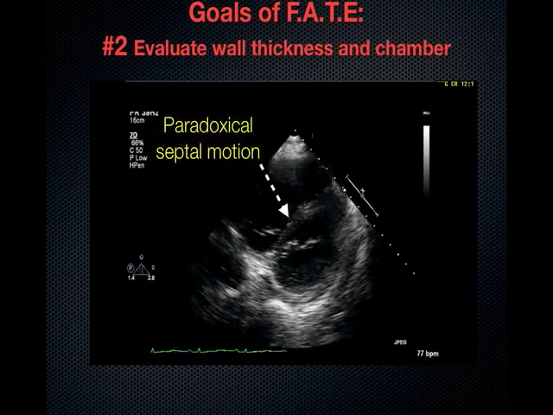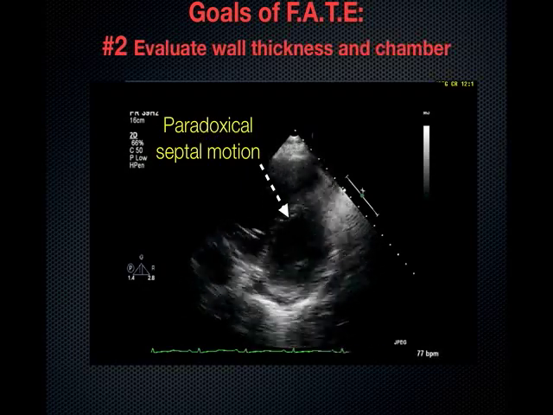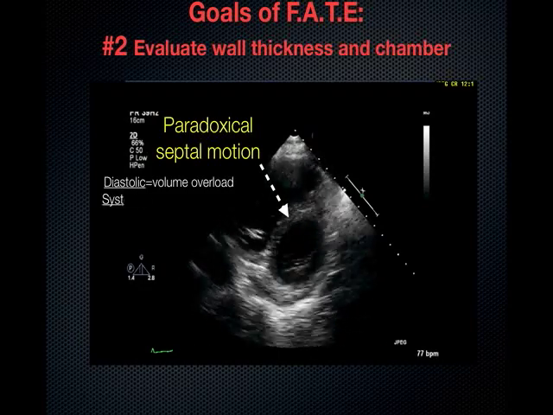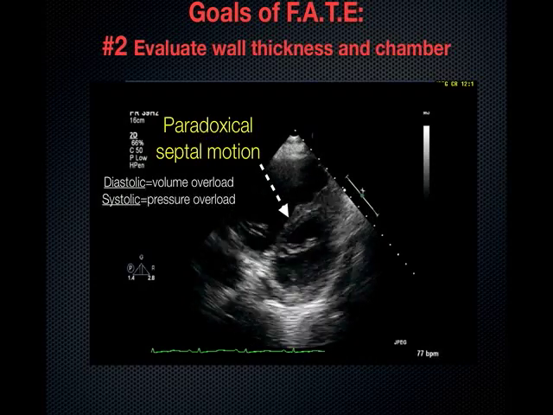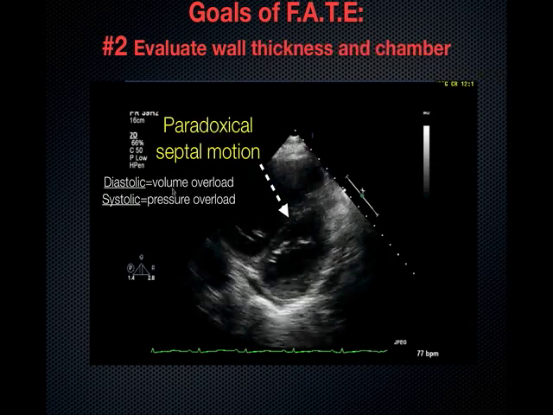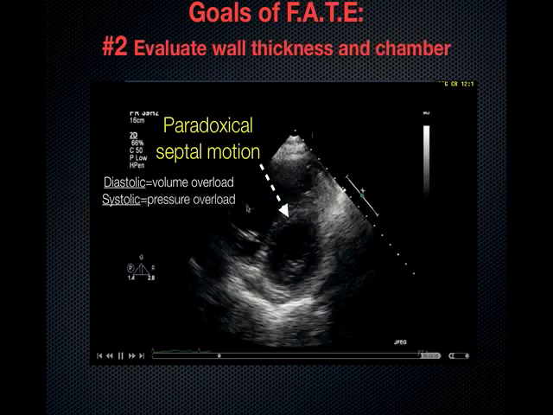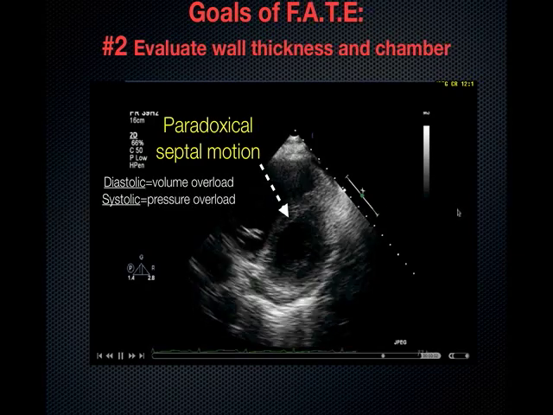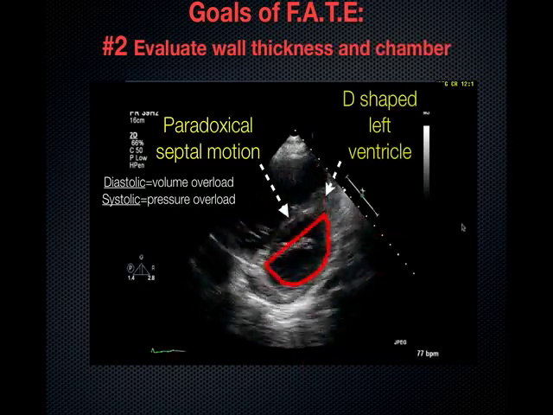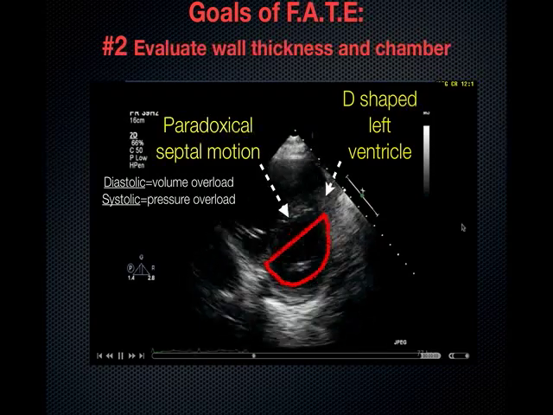We have paradoxical septal motion, meaning when the mitral valve opens, the septum should move towards the right ventricle, but instead it's being pressed because the pressure in the right ventricle is higher than the left ventricle. When we see that flattening happening during diastole, it's volume overload. When it's happening during systole, it's pressure overload. In this case, this patient has both. We have a D-shaped ventricle here, and that is the classic that we see when we have pressure and volume overload.